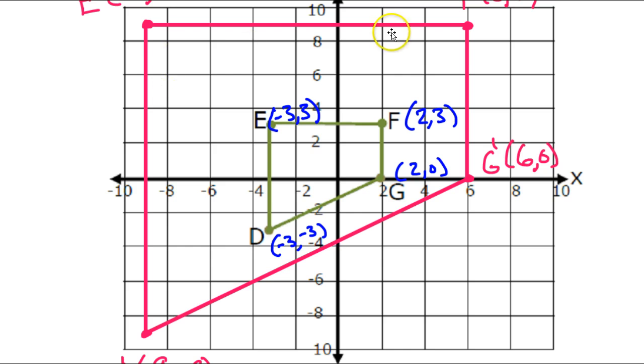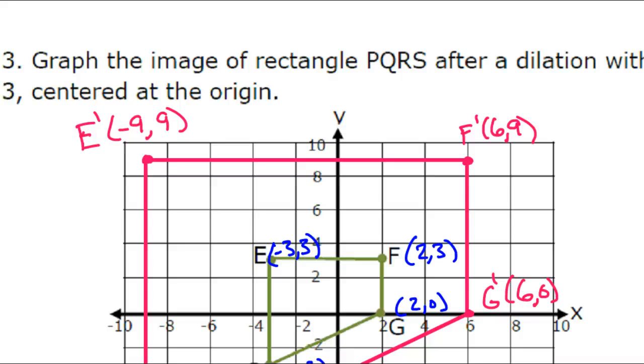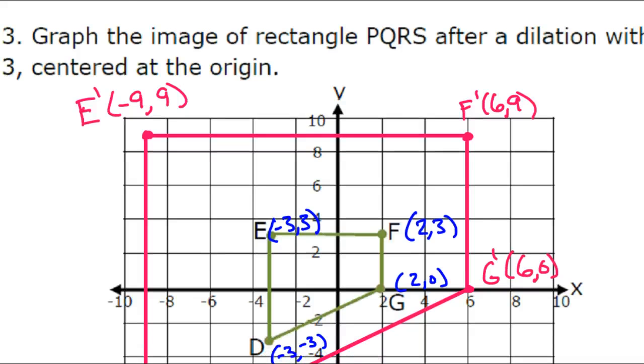If you do it right, all of your line segments should be parallel to the original line segments. Okay, so that was number 3. Let's take a look at number 4.